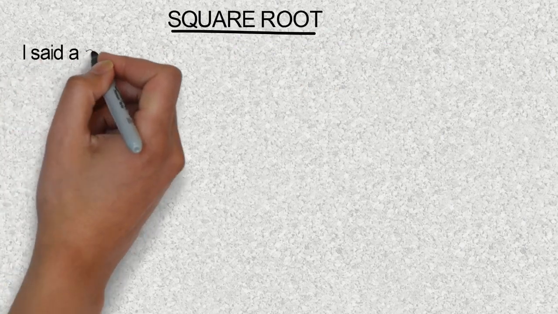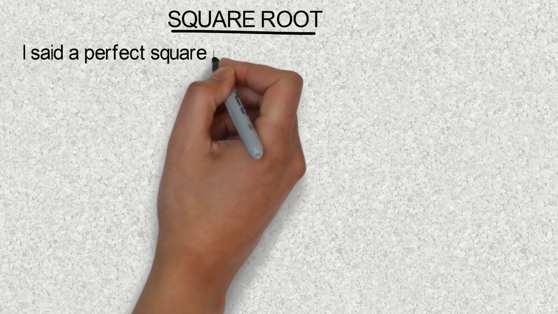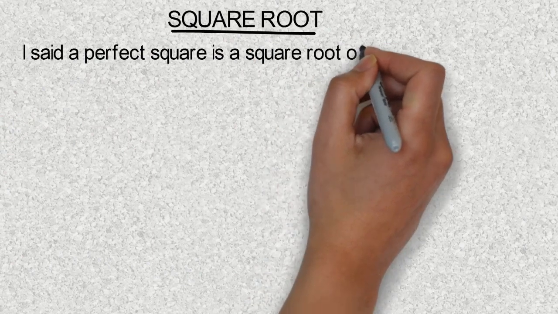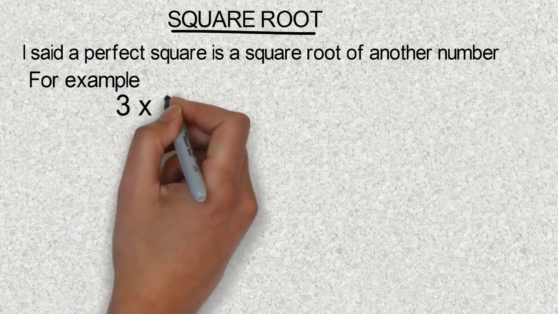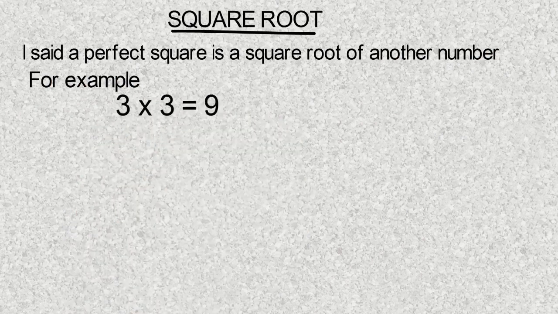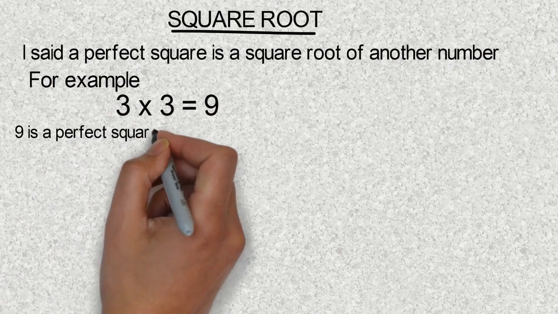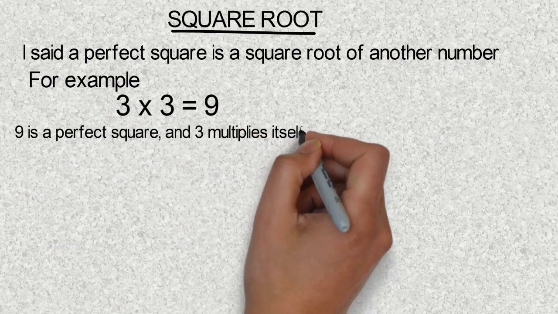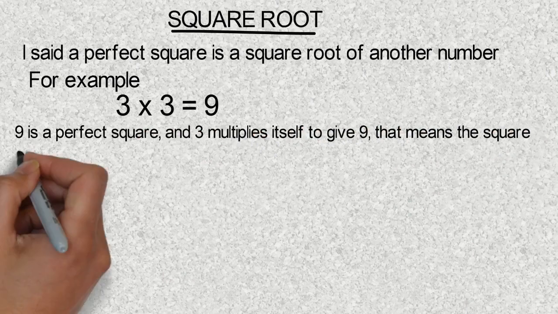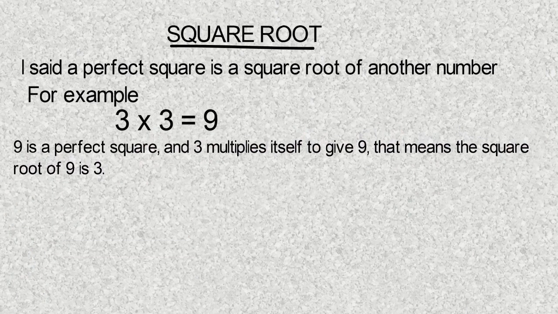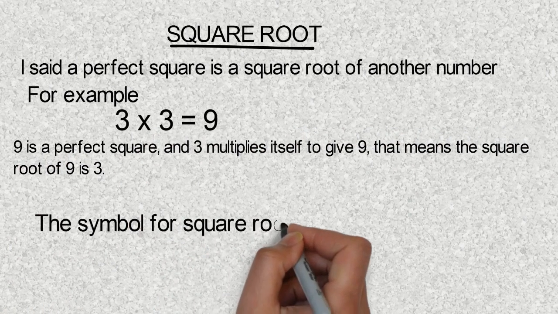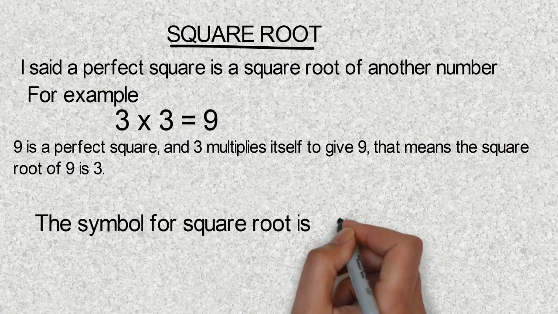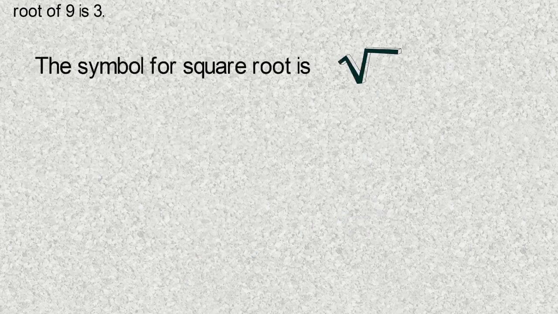So square root, I said the perfect square is a square root of another number. So for example, 3 multiplied by 3 gives me 9. So 9 is a perfect square, and 3 multiplies itself to give 9. That means the square root of 9 is 3. You get that? So also the symbol for square root is this. Can you see?